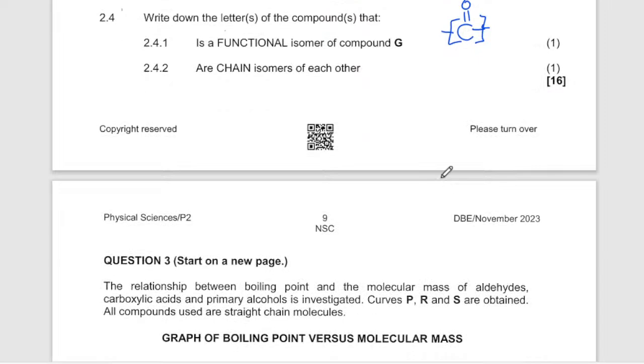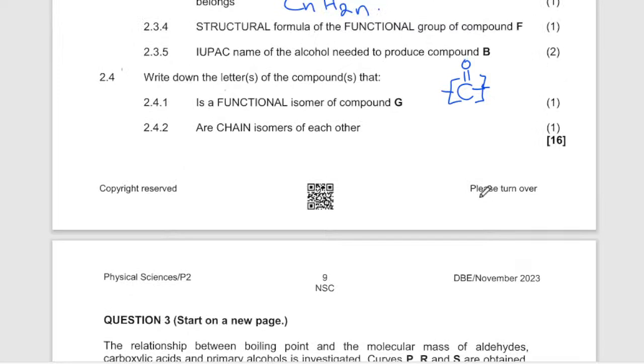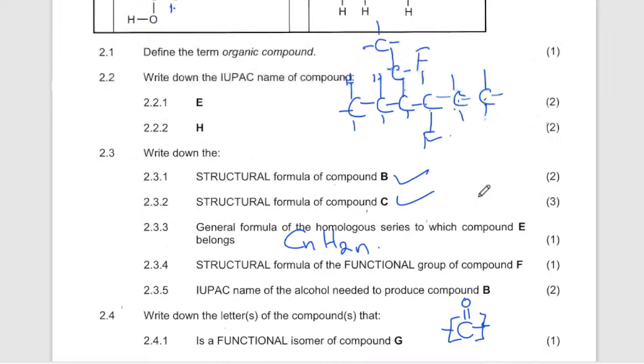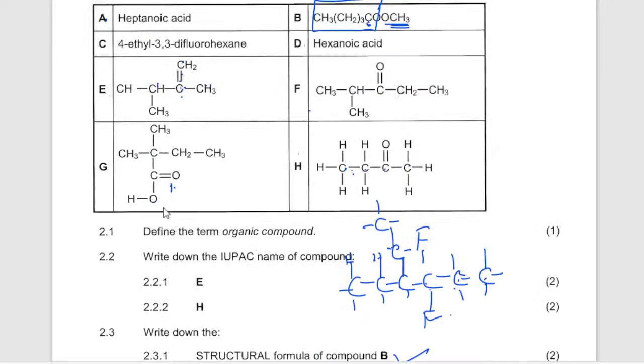Yes. They are saying, write down the letters of the compound that is a functional isomer of compound G. Functional isomer of compound G. So now we go back to compound G. G is the carboxylic acid. They are saying functional isomer. If it comes to functional isomer, then it means that they want an ester. So you have to look for the ester, but it must have the same number of carbon atoms.